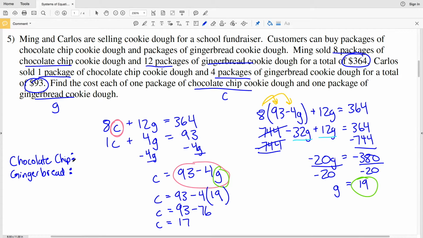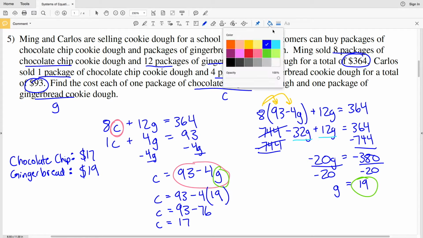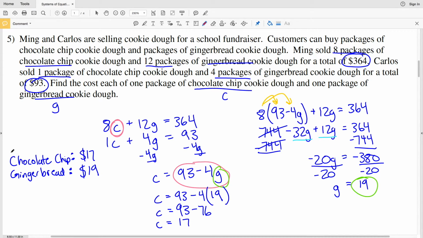So for number 5, one package of the chocolate chip cookie dough costs $17 because that's what variable c represented, and one package of the gingerbread cookie dough costs $19 because that is what g represented. So 17 and 19 for chocolate chip cookie dough and gingerbread cookie dough respectively. Let's continue on to number 6.